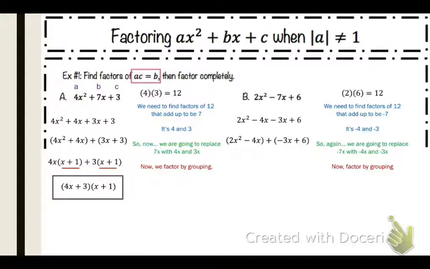Okay. So let's see, what can we take out of 2x squared and negative 4x? Well, you can take out a 2x. And then what can we take out of negative 3x and 6? You can take out a negative 3. And it's negative because that first term was negative, okay? And then the x minus 2's are the same, so it becomes 2x minus 3 and x minus 2. Okay?